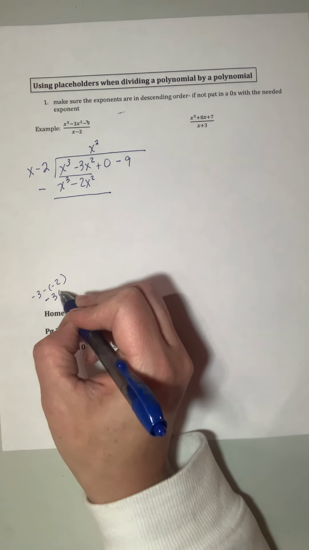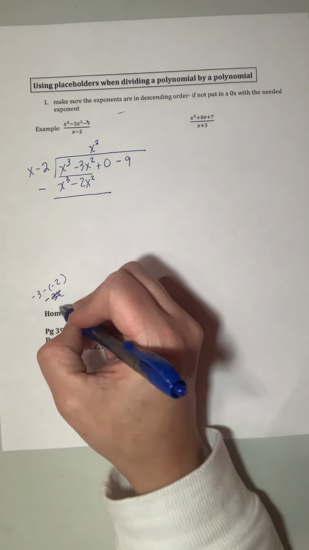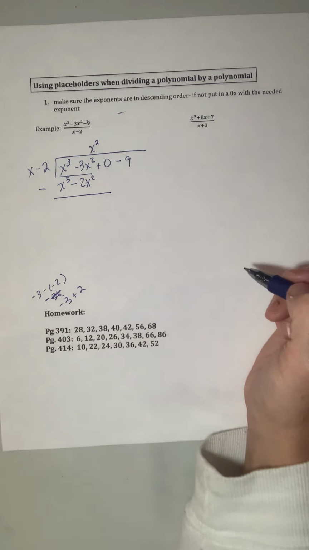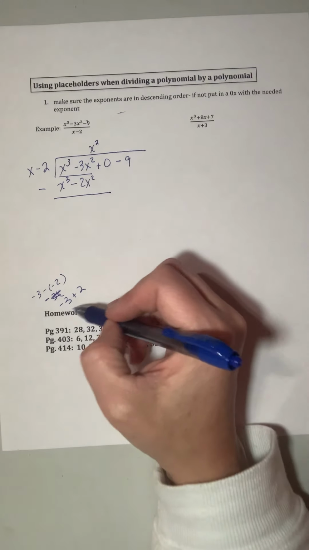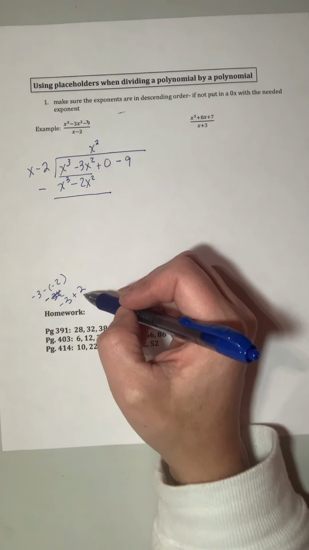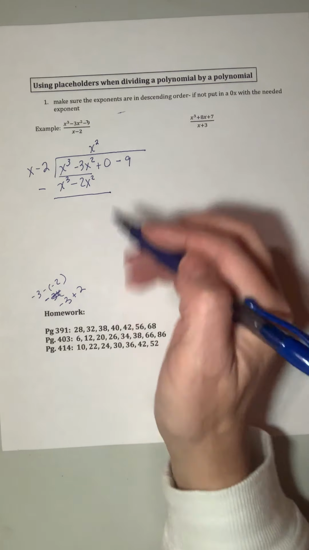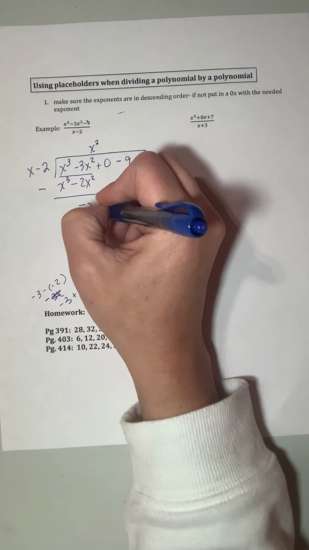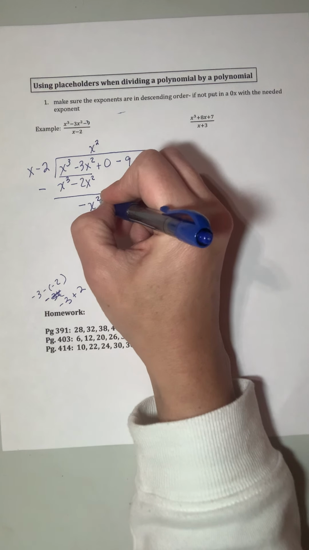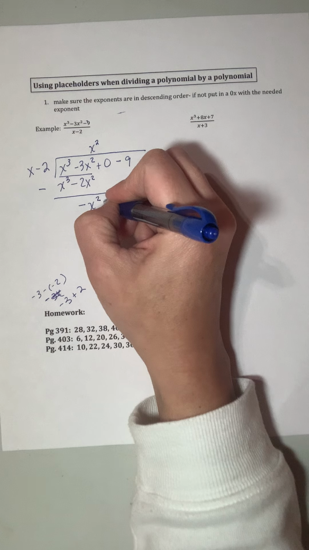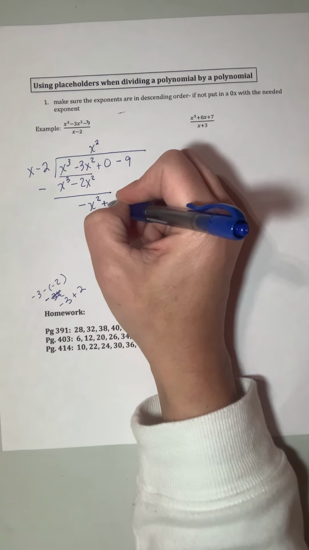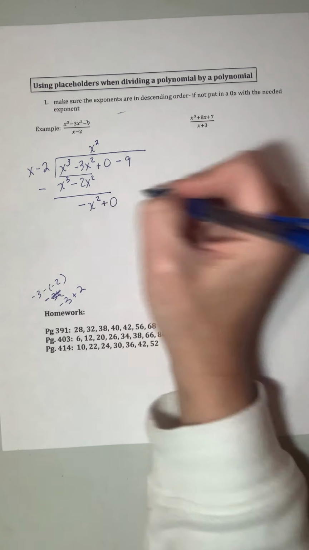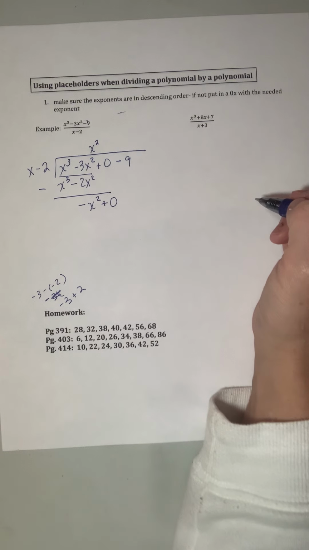Keep, change, change. Gives me one of each. When I have one of each, I subtract, and I get 1. And 3 is bigger, so negative 1. So negative x^2 plus 0. Only bring down 1 at a time.